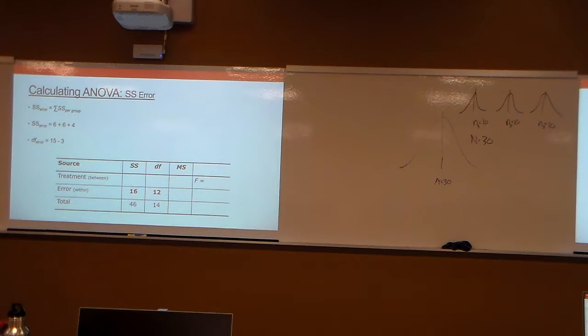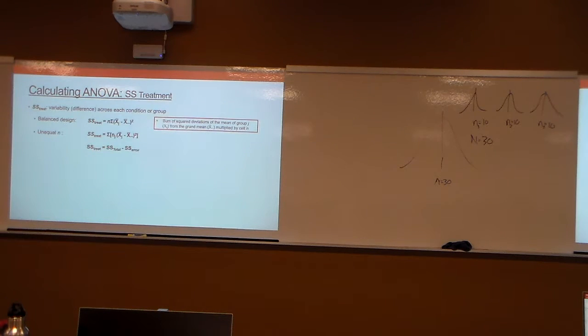All right. Last, we're going to work on my sum of squares treatment. Remember, this is the variability or differences across my groups. Depending on whether we have a balanced or unbalanced design, we calculate this a little bit differently. I need the sum of my deviations of my group mean, subtracted from the grand mean, multiplied by the number of people in each cell.